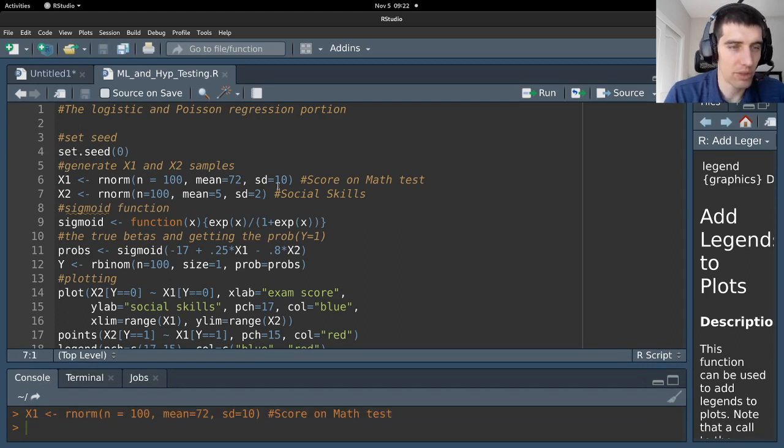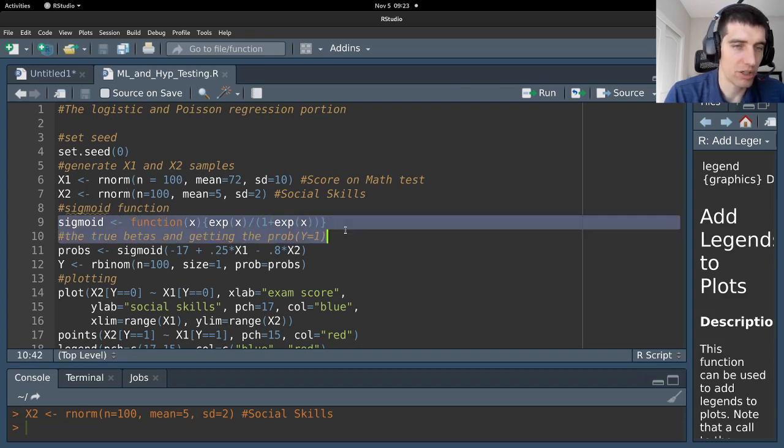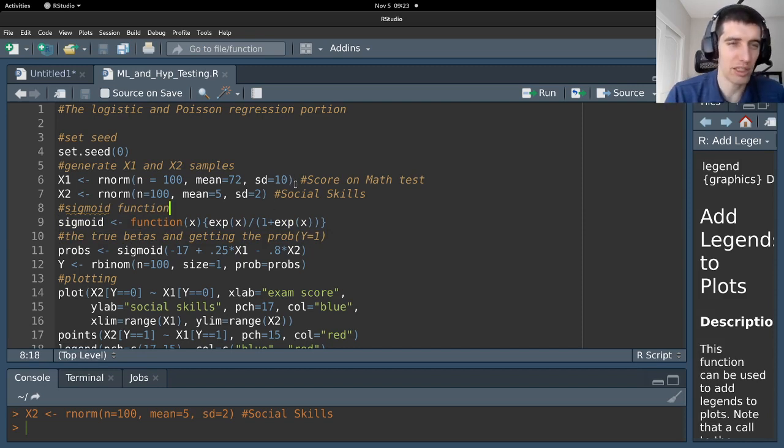Okay, so this is x1 and x2, and then I'm going to define the sigmoid function. The sigmoid function is exp over 1 plus exp. And I'll generate these x1 and x2 randomly, trying to be somewhat realistic, so that the mean exam score on the math test is 72, the mean social skills is 5, with some standard deviation around both of those.